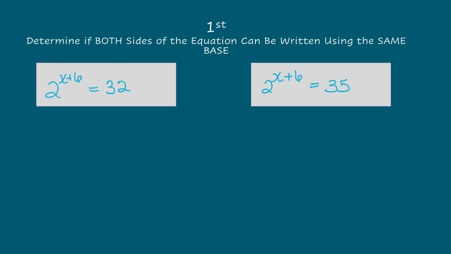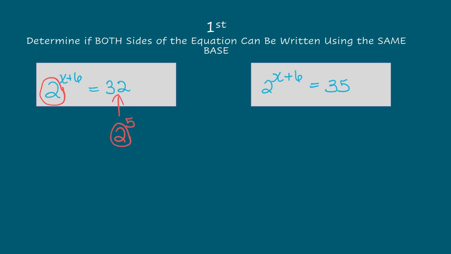The first thing to do when trying to decide how to solve such an equation is to look at your equation and determine if both sides of the equation can be written using the same base. So take a look at these two equations. In the equation on the left, we have 2 to the x plus 6 equals 32. I can write the number 32 using a 2 so that it matches the equation portion on the left. I could write 32 as 2 to the 5th power so that both sides are written with a base of 2.